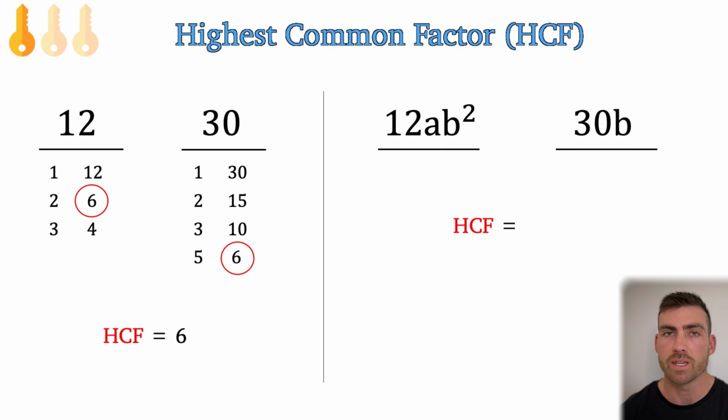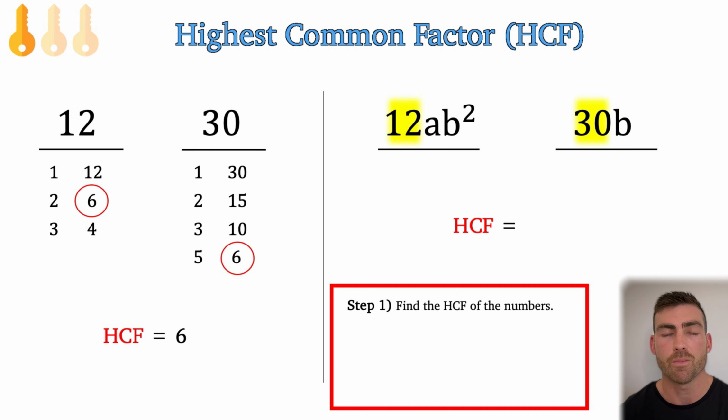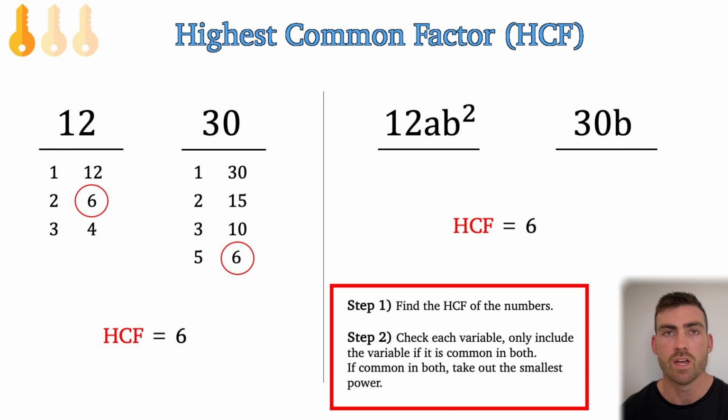Now looking at the following algebraic terms. To find the highest common factor, step 1, find the HCF of the numbers exactly how we worked it out previously. The HCF of 12 and 30 is 6. Step 2, check each variable, only take out the variable that is common in both. If common in both, take out the smallest power. Starting with the variable a. It isn't common in both, so it is not included in the highest common factor.